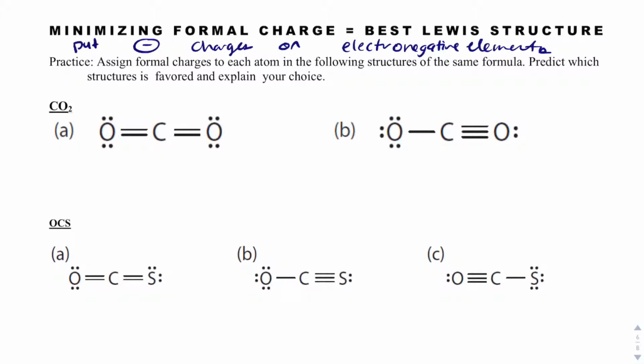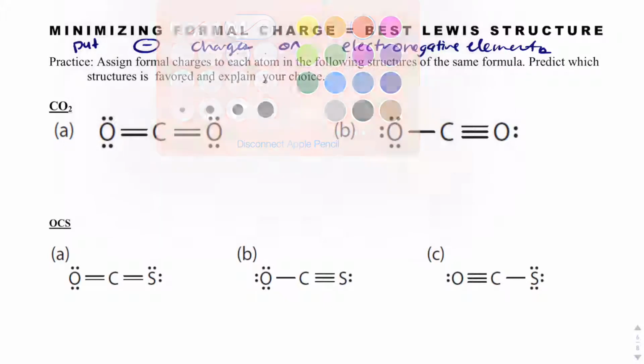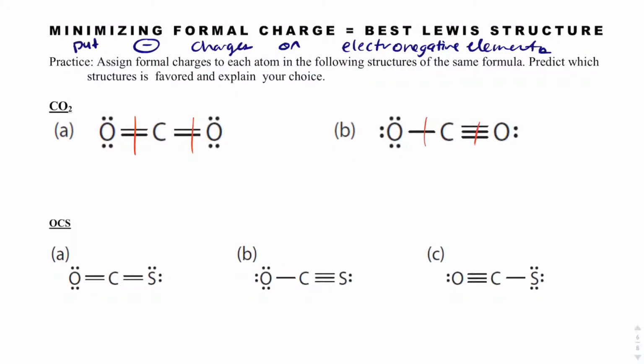Okay, so what I'm going to do is I'm going to go through and I'm going to slice my bonds in half, and I'm going to look at my formal charges. This would be 0, 0, 0. This would be -1, 0, and +1. So this is my best Lewis structure, the one that I've highlighted because I've minimized the formal charge. Okay.